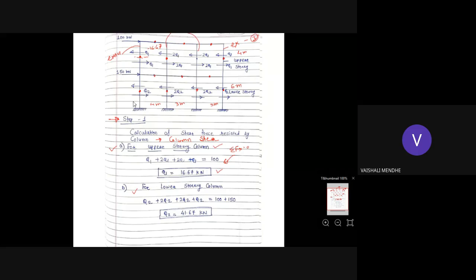When you consider the lower story column, the lateral load of the upper story will also come into the lower story. That you also have to consider. So what equation will you get here? Again Q2 plus twice Q2 plus twice Q2 plus Q2 will be equal to 100 plus 150, because in this lower story the lateral load of the upper story will also come. So with 100 plus 150, you'll get Q2 equal to 41.67 kilonewton.